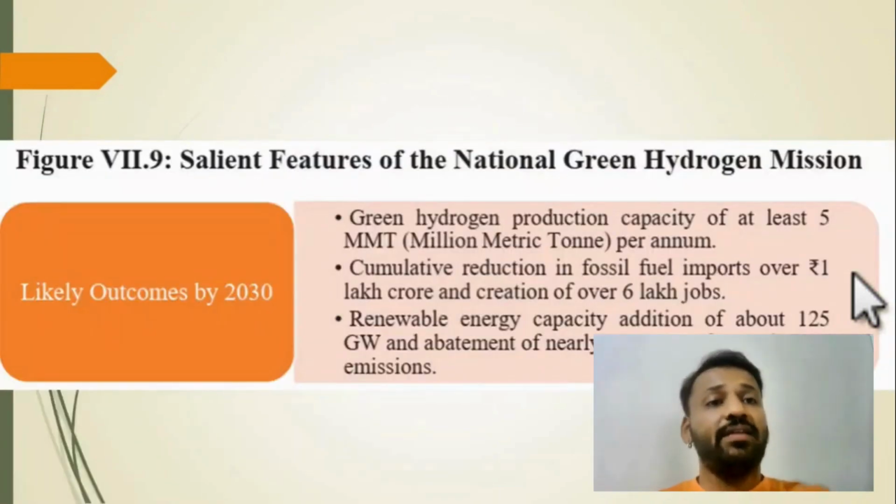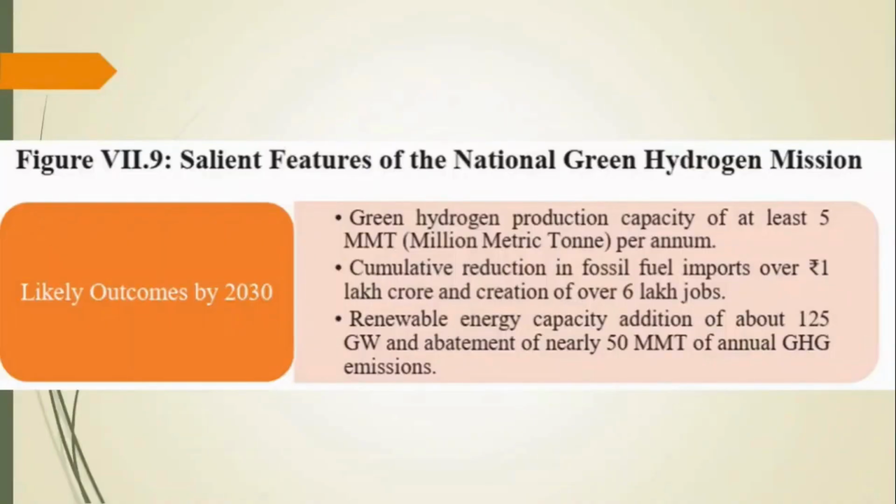So what are the salient features of this green hydrogen mission? What are the features of this mission? These features are very, very important, okay. So what are the targets of this mission? First, a capacity of at least 5 million tons per annum. How much we are going to produce? 5 million metric tons per annum. Cumulative reduction in fossil fuel imports worth 1 lakh crore and creation of over 6 lakh jobs.